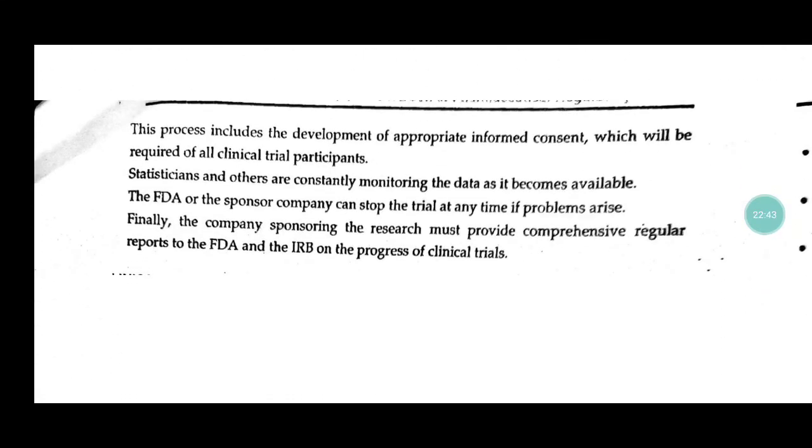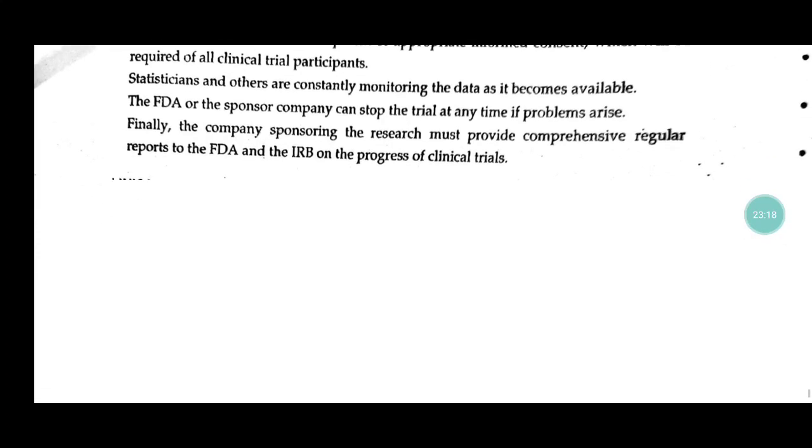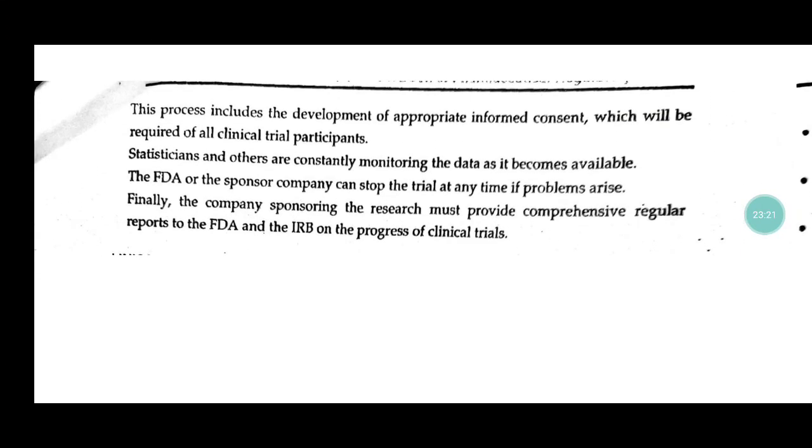The process includes the development of appropriate consent, which will be required of all the clinical trial participants. Statisticians and others are constantly monitoring the data as it becomes available, and the FDA or the sponsor company can stop the trial at any time if a problem arises. Finally, the company sponsoring the research must provide comprehensive regular reports to the FDA and IRB on the progress of clinical trials.